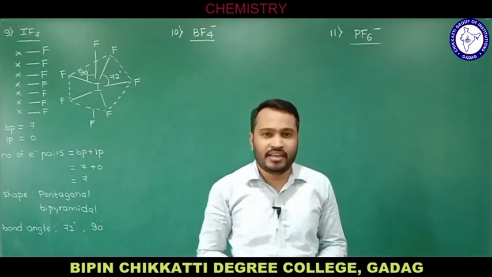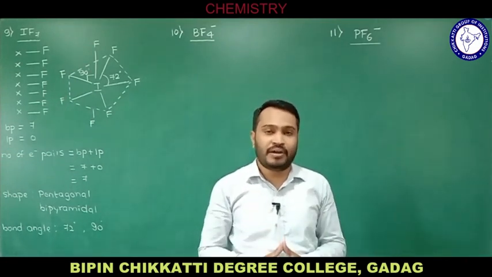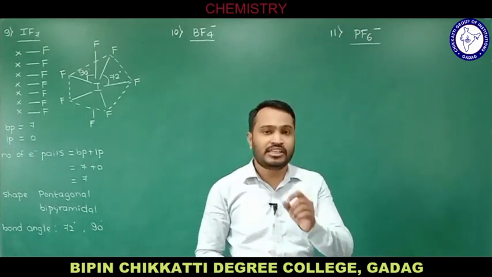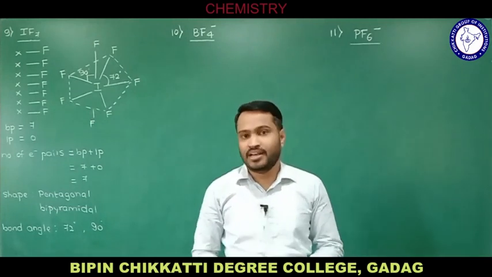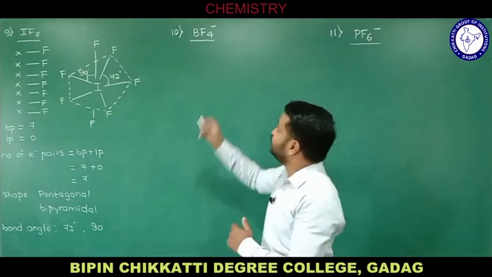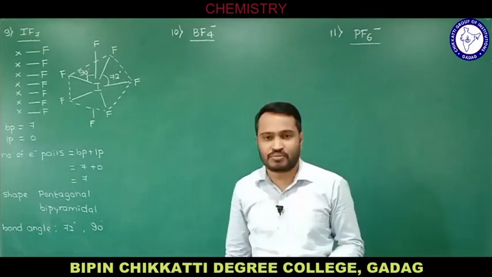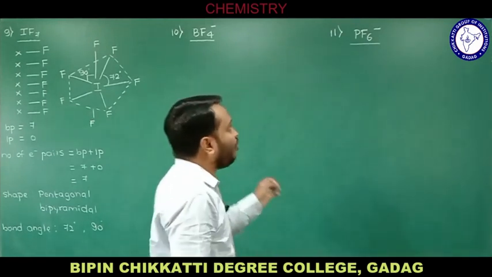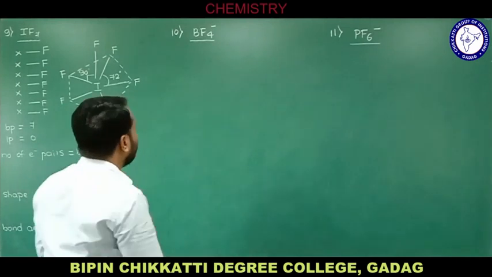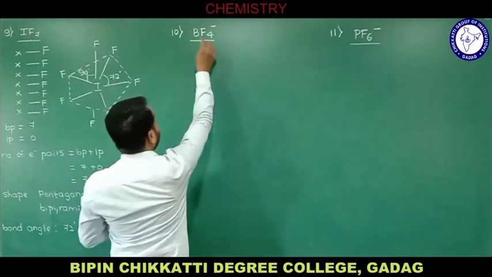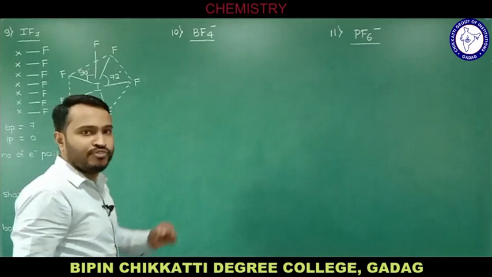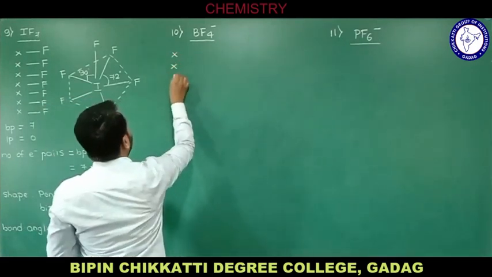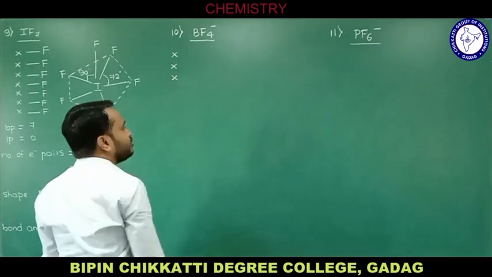Using VSEPR theory, not only can we predict the shape of molecules, but we can also predict the shape of ions. So the next example I considered is BF4 minus, that is an ion, and we will see how the shape of ions can also be predicted. So BF4 minus, the central atom is boron, which belongs to group number 13, and I am supposed to mention 3 valence electrons.